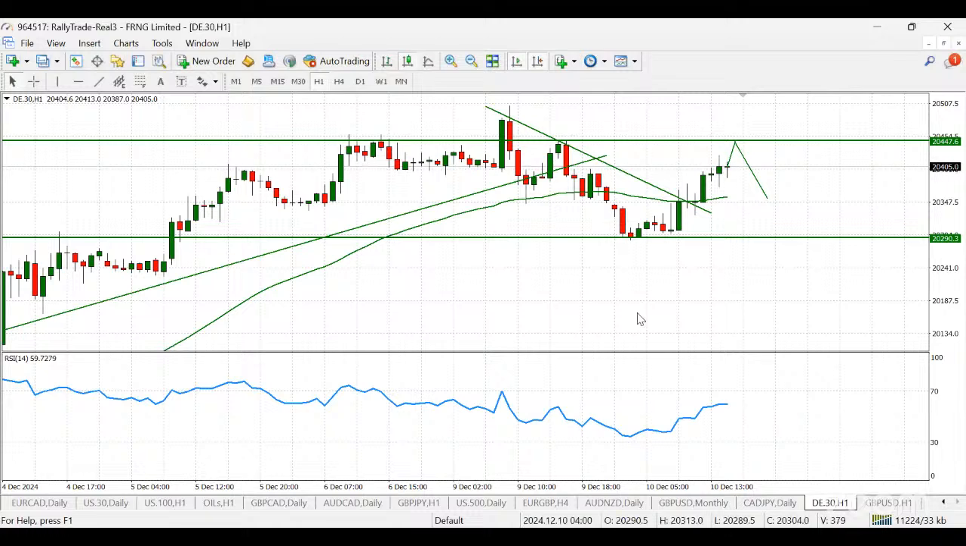All right. So we've been able to touch on US 30, US 100, and then DE 40 as well. And this session is designed to focus on indices. All right. So based on those three aspects now, do we have any questions that we can quickly look at before we call it a day?